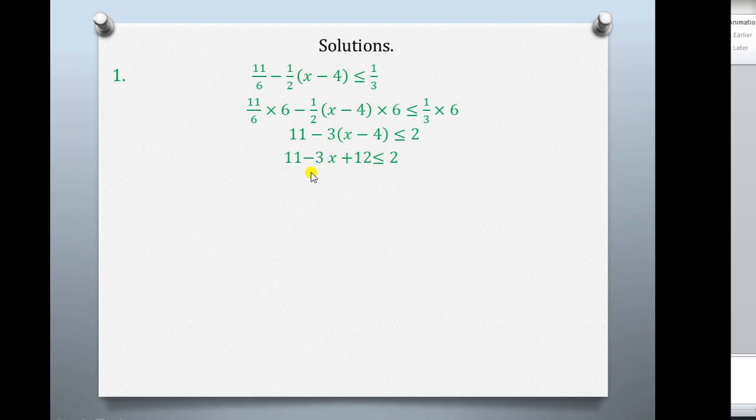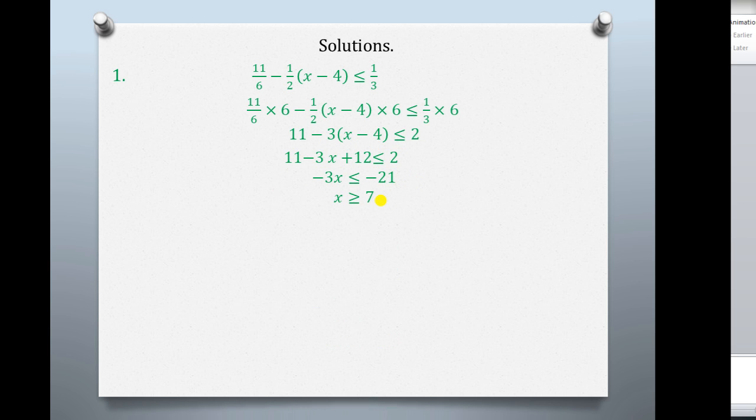Then from here, we simply make x the subject, or we solve for x. So we can first combine the 11 plus the 12, that gives us 23. And that can be moved to the right hand side such that you have 2 minus 23, and that gives you negative 21. Now, if you divide through by negative 3, remember, when you divide by a negative number, the sign has to change. So it means our value will be x greater or equal to 7. And that will be our solution.